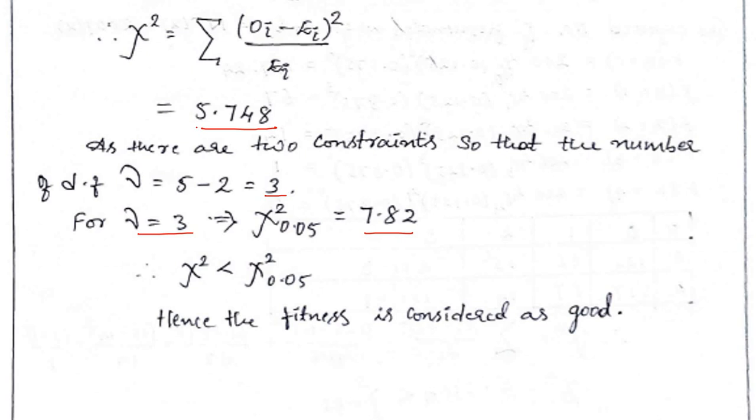Now as you know, chi-square is 5.748, which is less than 7.82. Therefore, chi-square is less than chi-square at 5% level. Hence, the fitness is considered as good.